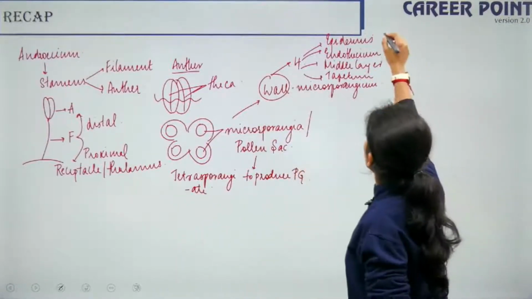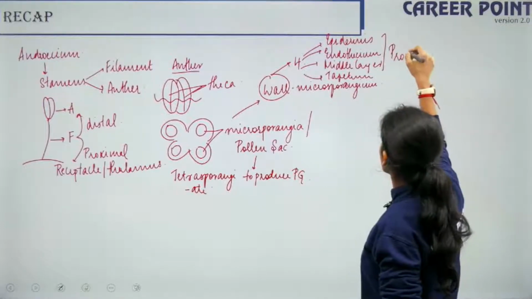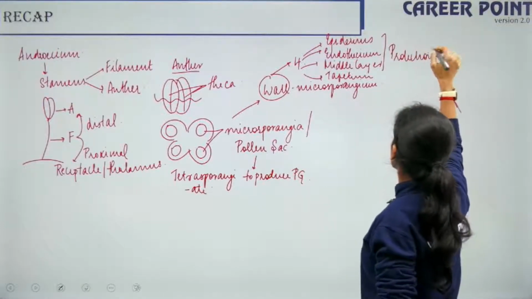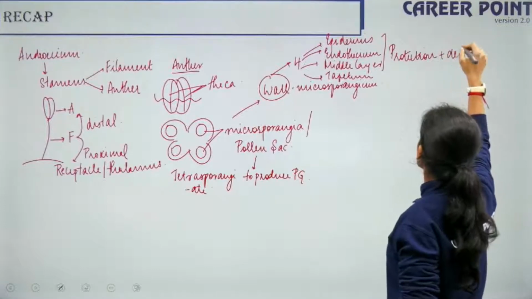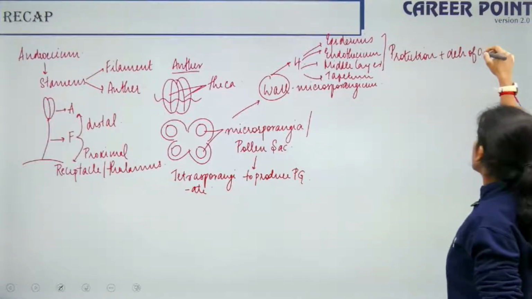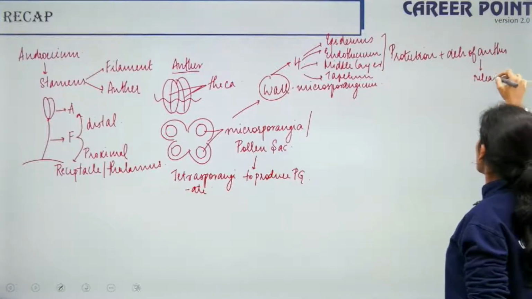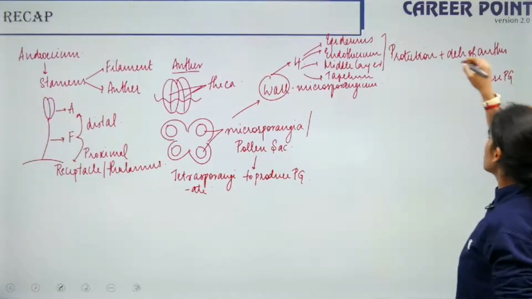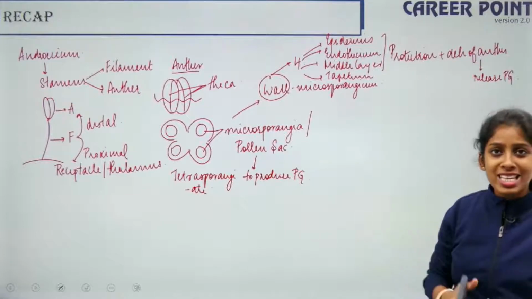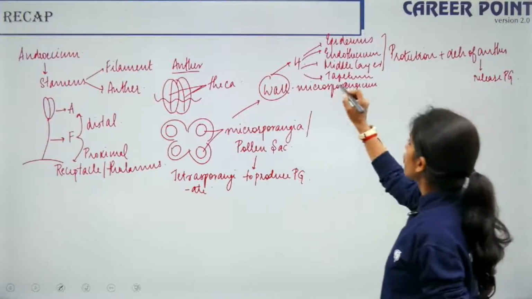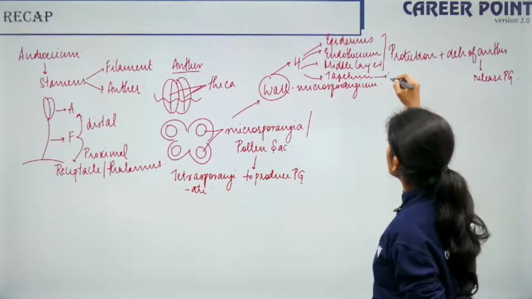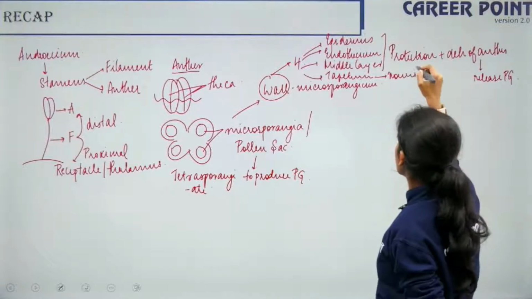So now the function of the first 3 layers is protection to the anther plus dehiscence of the anther to release the pollen grains, because the pollen grain has to come out, right? So it helps in the breaking open of the anther to release the pollen grains. The function of the last layer, the tapetum layer, is to nourish the pollen grains.